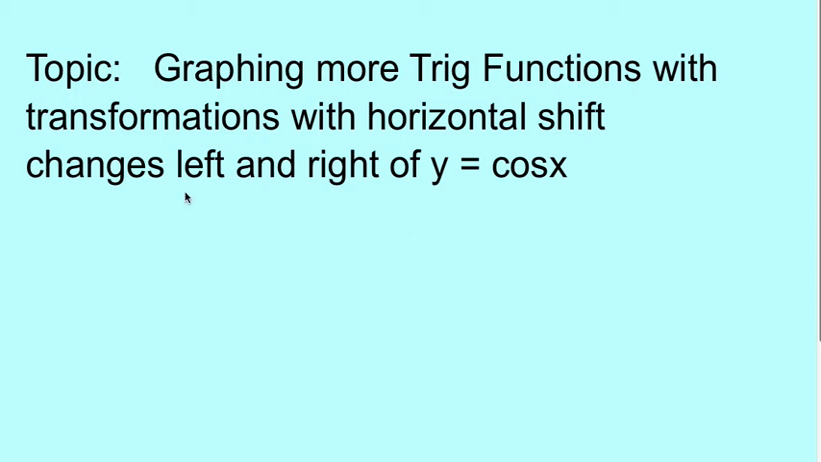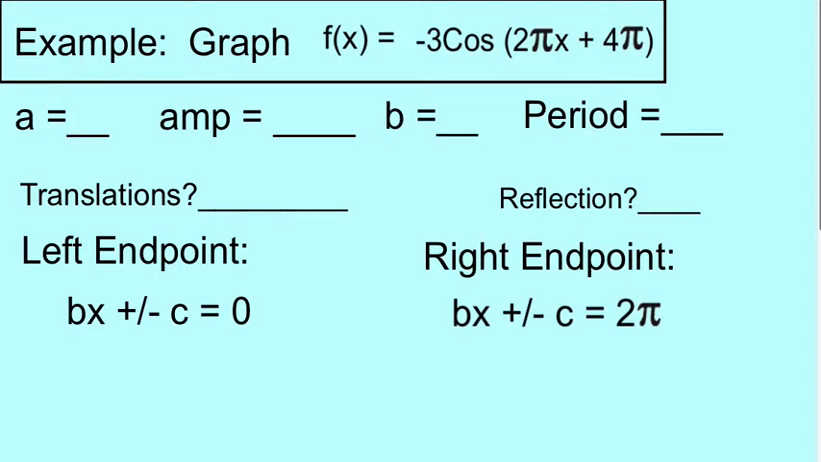We're going to have some left and right transformations with the cosine of x. So when you do the cosine of x, it's just like the sine of x. You're going to set this parentheses equal to 0 and 2 pi. All right, so let's identify the pieces of the equation.